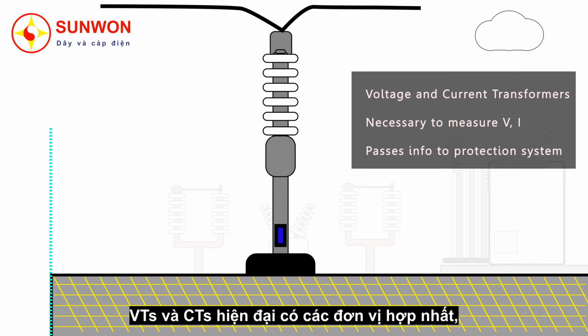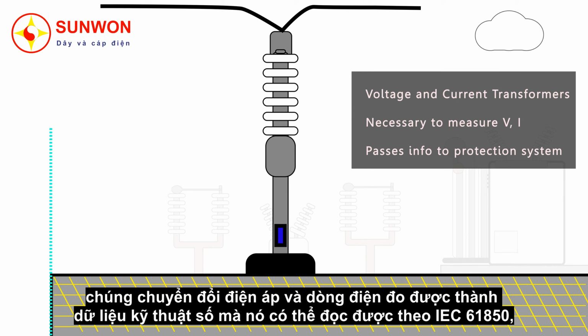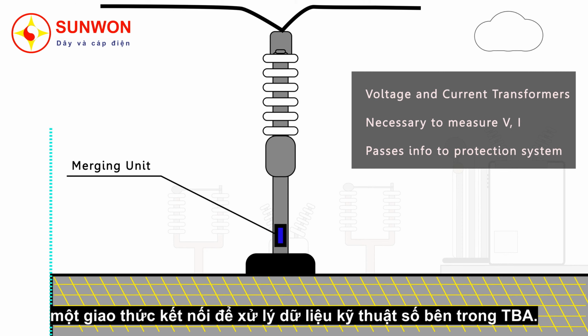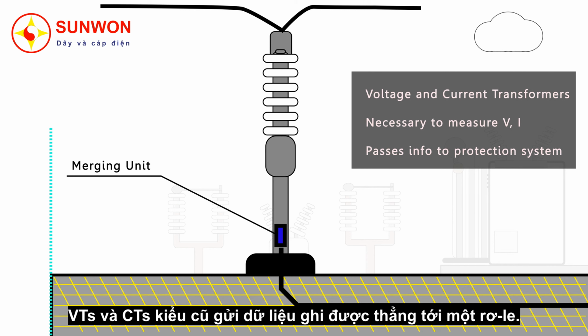Modern VTs and CTs have merging units. These convert the measured voltage and current into a digital form that can then be passed into IEC 61850, which is a new communication protocol for handling digital information inside a substation. Old-fashioned CTs and VTs can send the recorded signal straight to a relay.